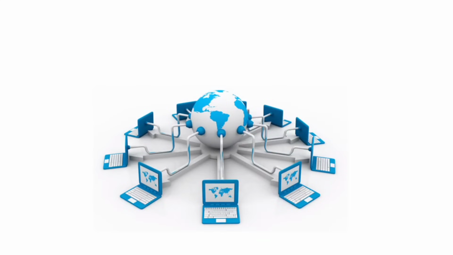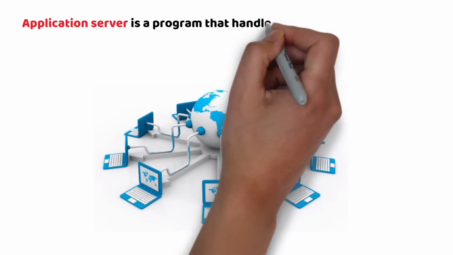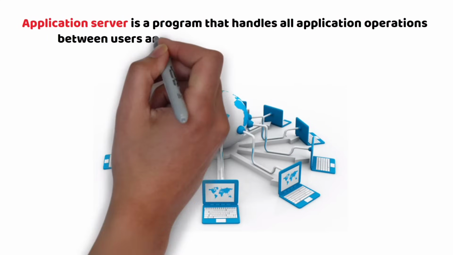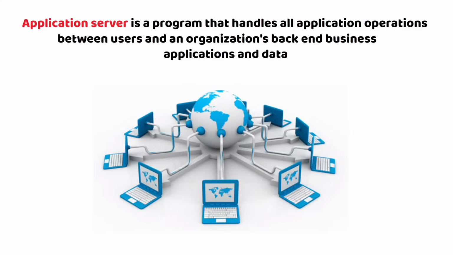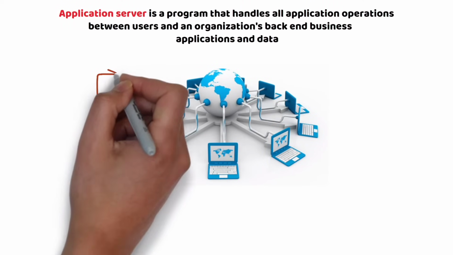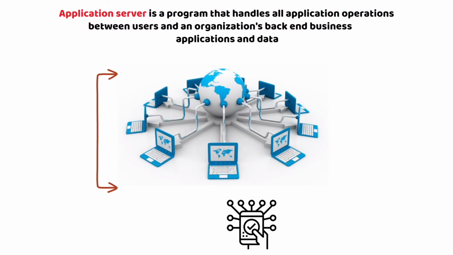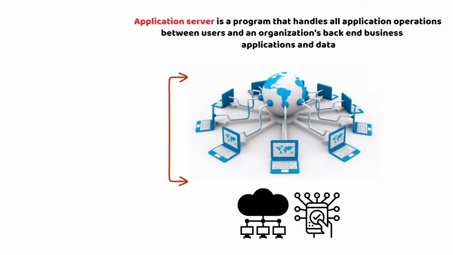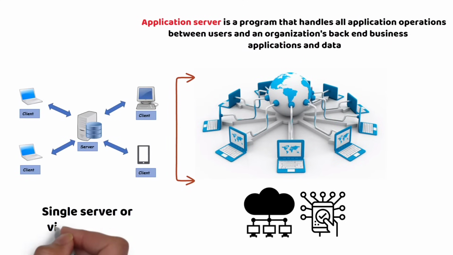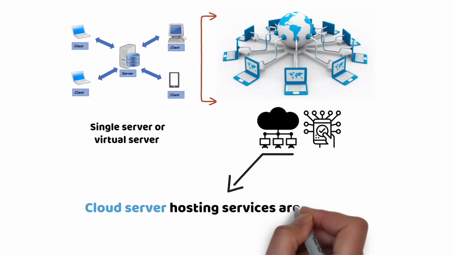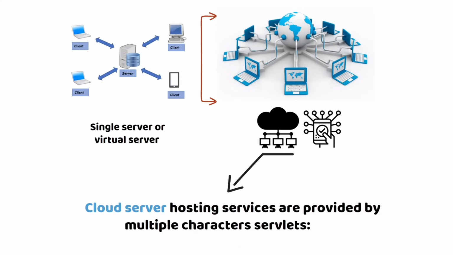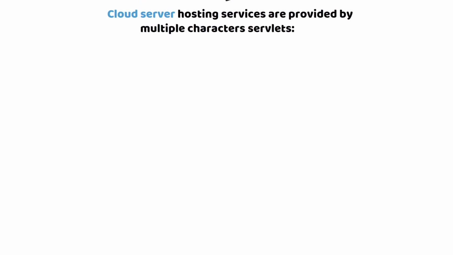Application server. An application server is a program that handles all application operations between users and an organization's back-end business applications or data. This type of service is typically used for complex transaction-based applications. Cloud server, rather than being provided by a single server or virtual server, cloud server hosting services are provided by multiple connected servers that comprise a cloud.